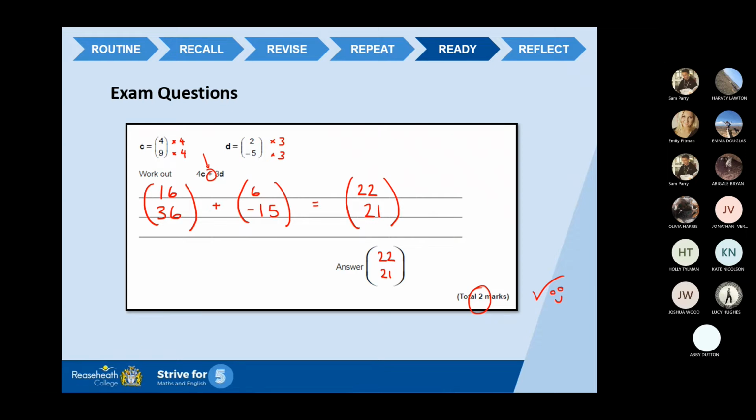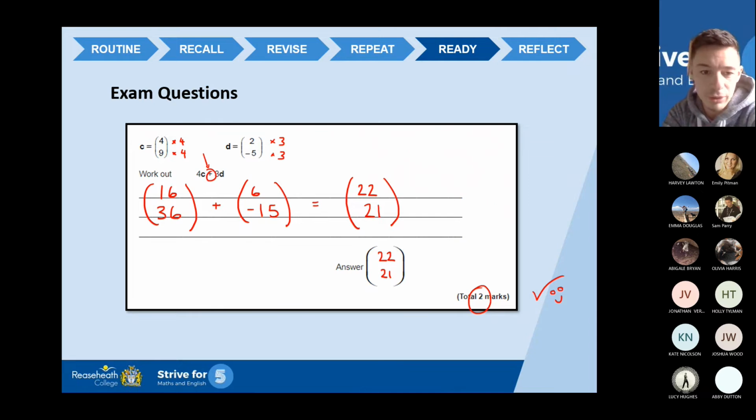Okay, my Wednesday revision team. That's our new name I've made as a team. We're going to look at these answers.